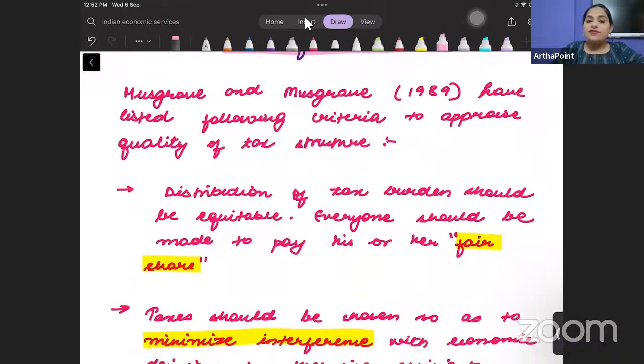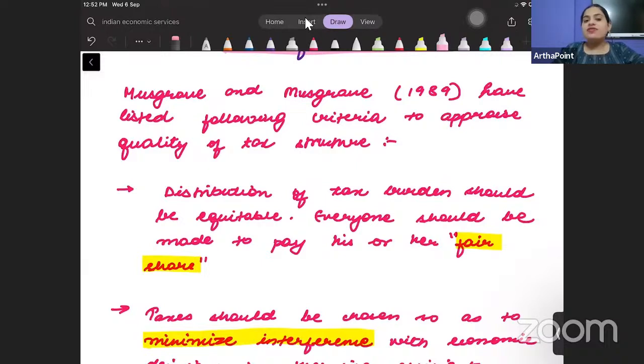Now, whenever you study any topic, you must read through the different authors. In public economics, one of the very famous book authors is Musgrave and Musgrave. That's the beautiful book that public economics uses. And you must go through that book. So what are we saying?